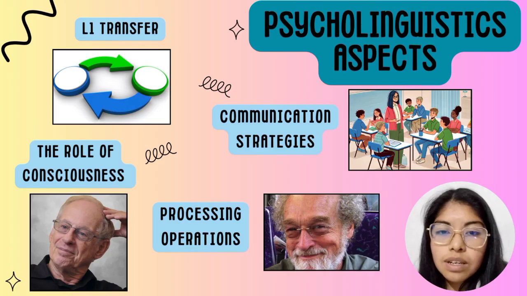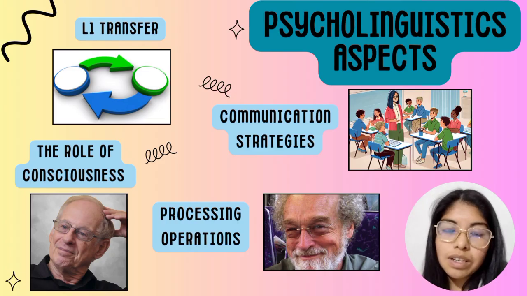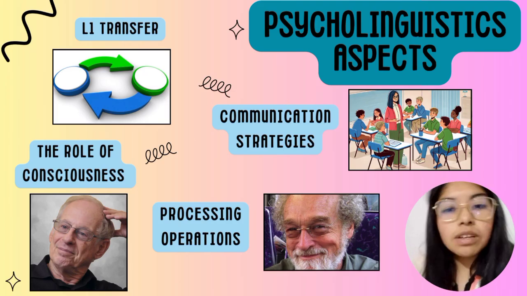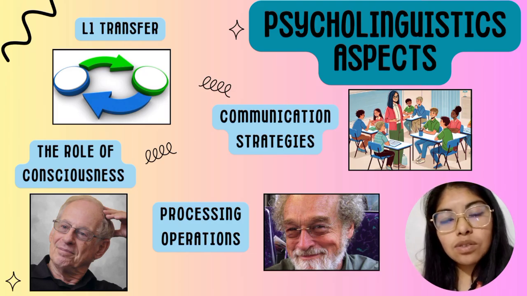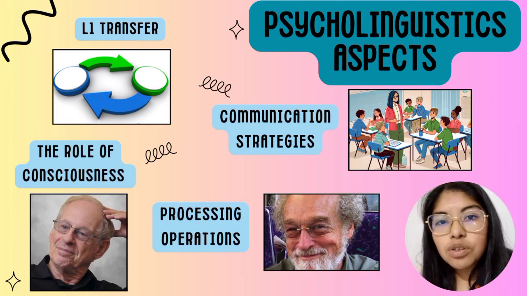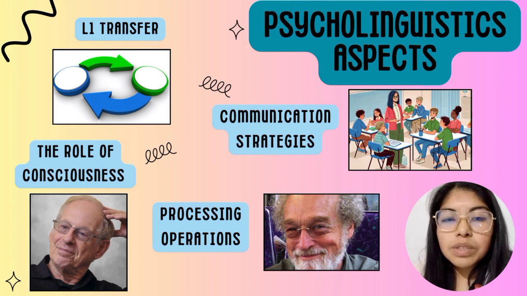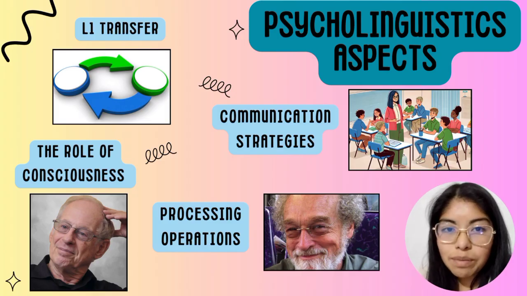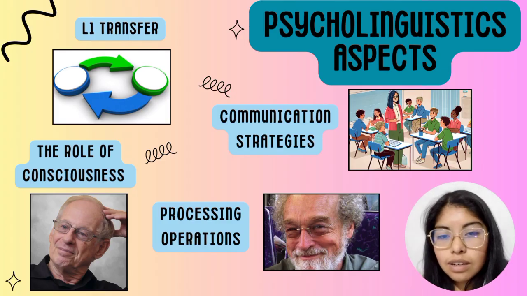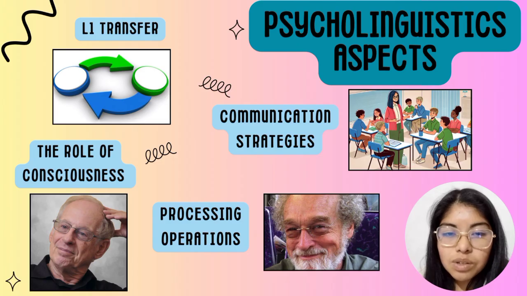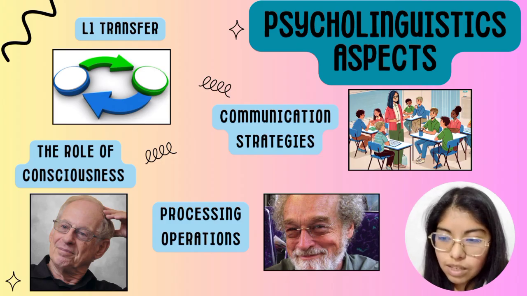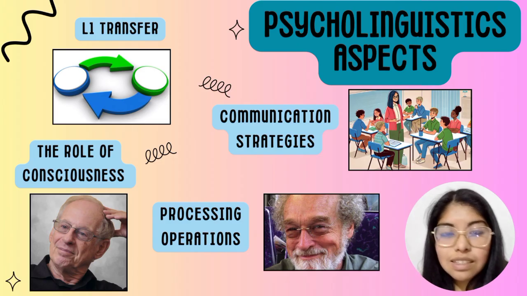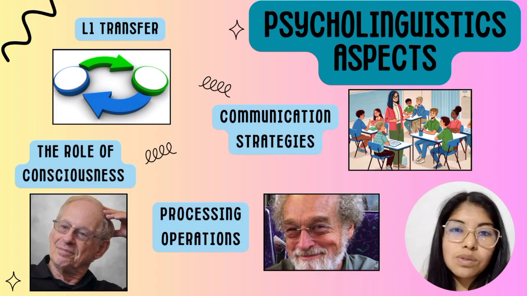The next one is the processing operation. In this part, an important author is Slobin, and it refers to how learners pay attention and how learners store the information or the knowledge in their memories. And the last one is the communication strategies. They are techniques that the learners use when they want to communicate something.